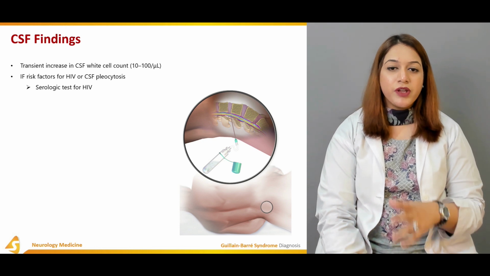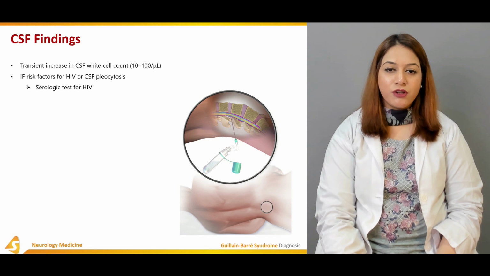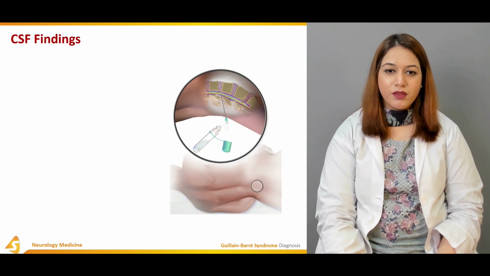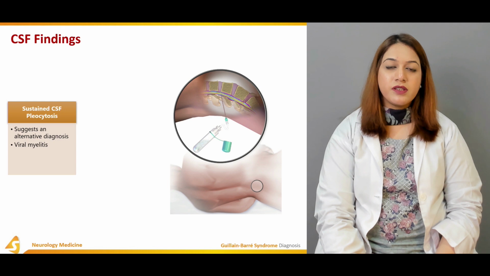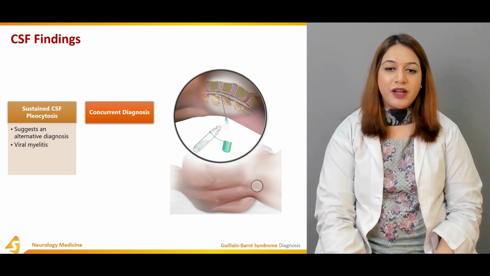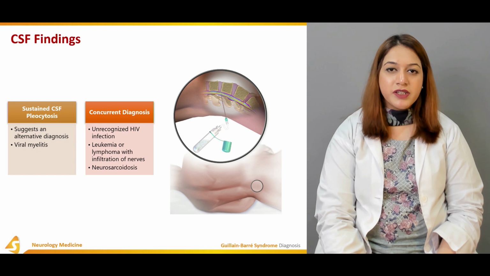If risk factors for HIV are present, or if there is CSF pleocytosis, we should get a serologic test for HIV. If there is sustained CSF pleocytosis, it suggests an alternative diagnosis such as a viral myelitis, because in case of GBS, there is no accompanying pleocytosis. There might be a concurrent diagnosis such as an unrecognized HIV infection, leukemia or lymphoma with infiltration of nerves, or neurosarcoidosis that is causing the sustained CSF pleocytosis.